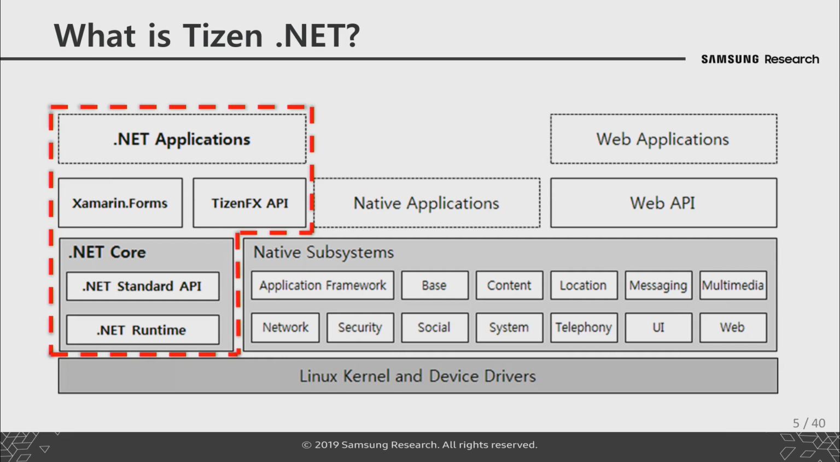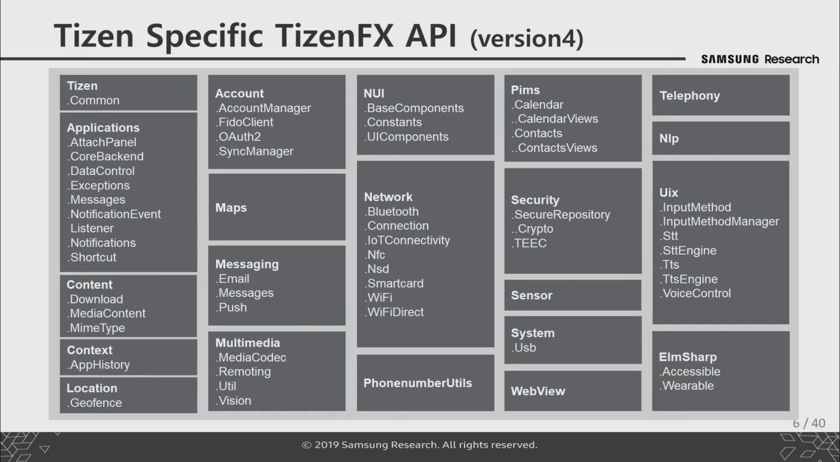And we have the TizenFX API. That's basically the C# layer of the native subsystem modules. So you can basically access pretty much all the native features using TizenFX APIs. So this is what a Tizen .NET application looks like. This is basically the list of namespaces of the TizenFX APIs, and you can see you can access pretty much all the native features, for example content, location, messaging, network, security, sensors, and many more.